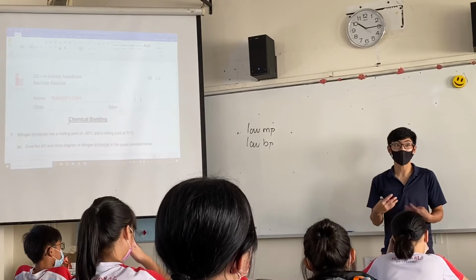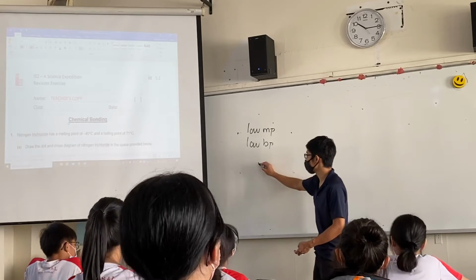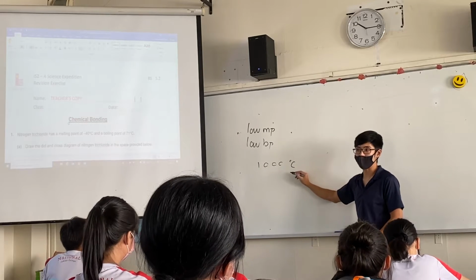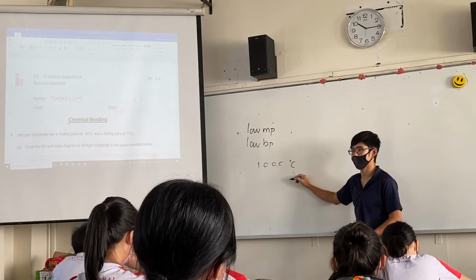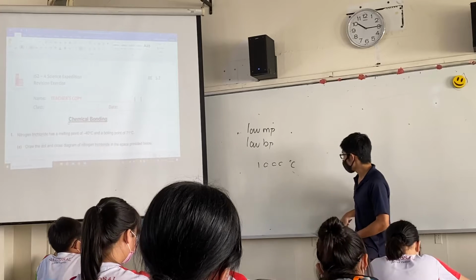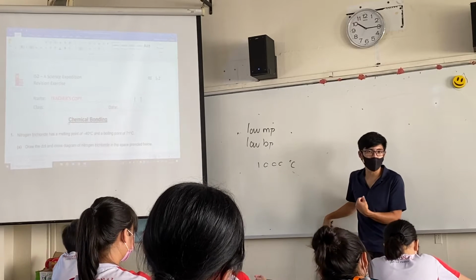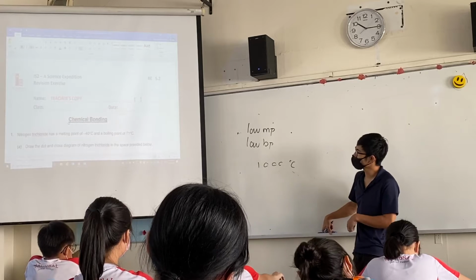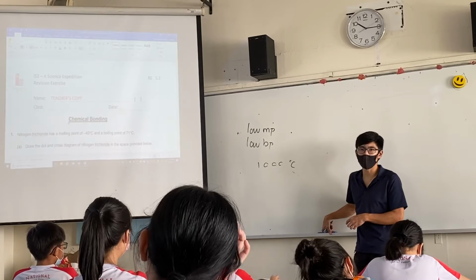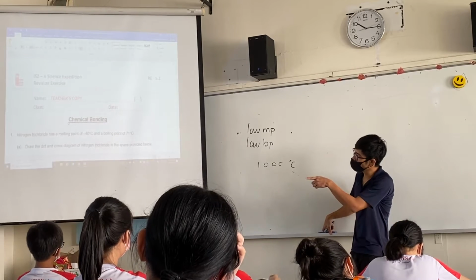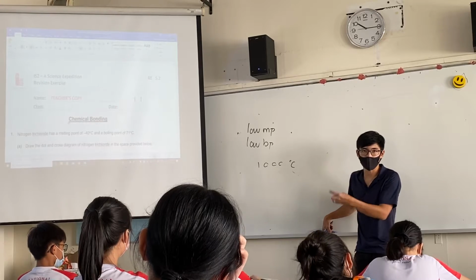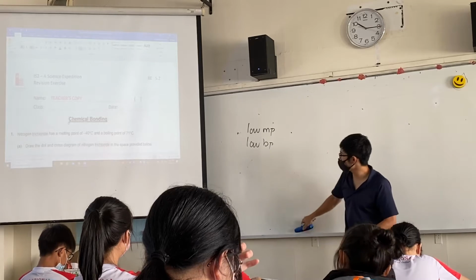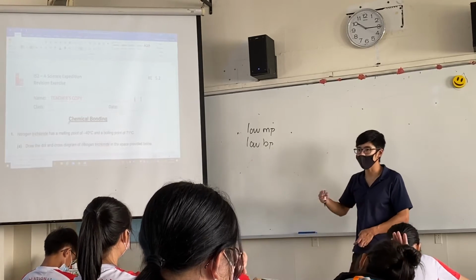Something that's considered high would be if you see something melting at 1000 plus degrees Celsius. That's considered high already. If you see a temperature that you cannot achieve by yourself, it's considered high. Something like 71 is still achievable. Or if you go super low, that's not achievable by you, but that's in the low range. So if we say something is high, you'll see thousands.